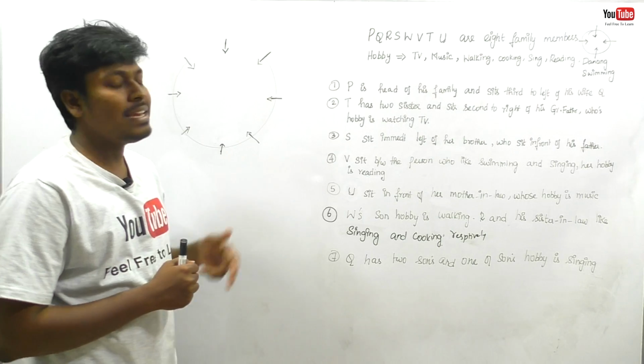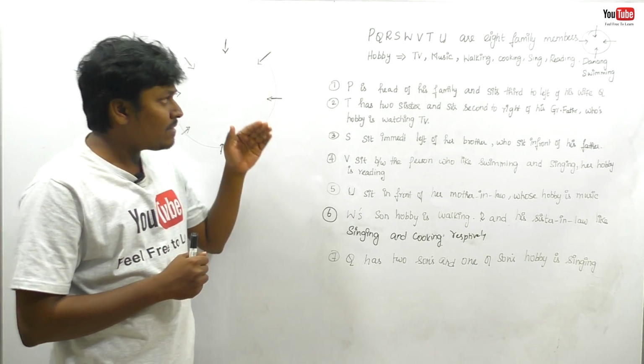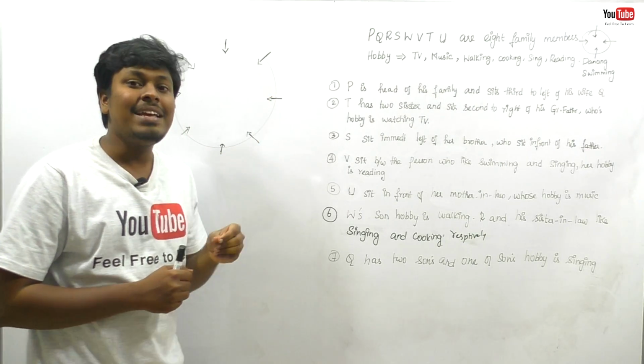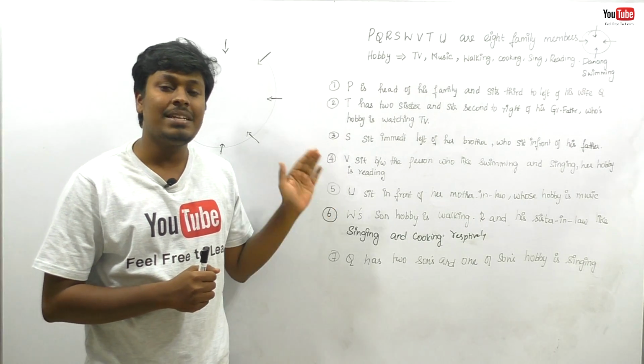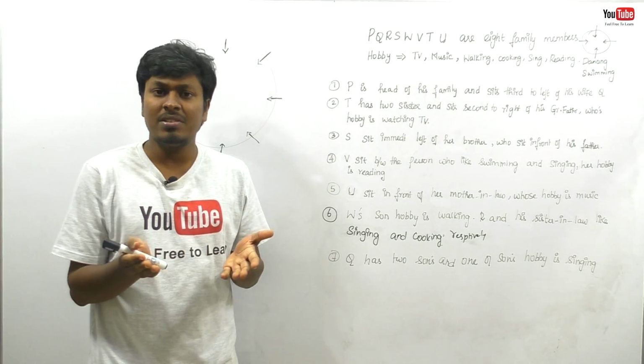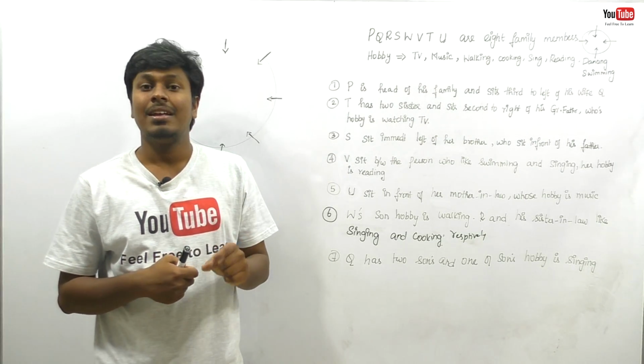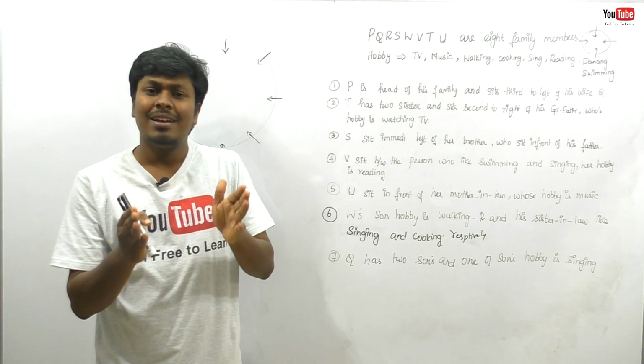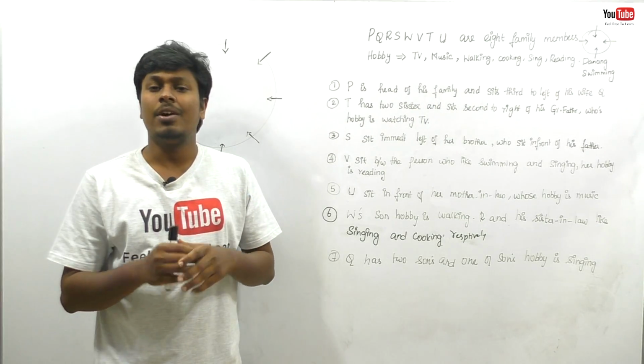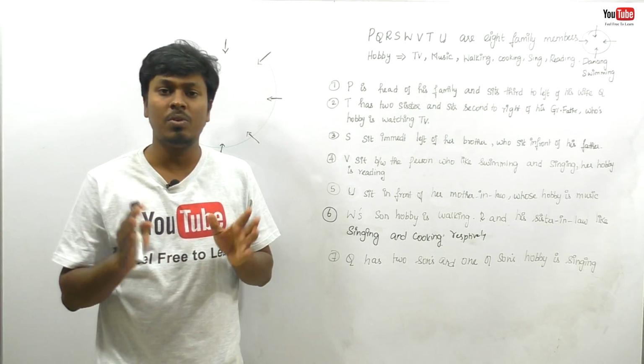This is the first 3 lines of the question, friends. By seeing the first 3 lines of the question, we can clearly say that this question is based on type number 1. Why? Because we know that according to our concept, type number 1 is where there won't be any clue. That is, they won't say how many male members are there, how many female members are there. There is no clue given in the question.